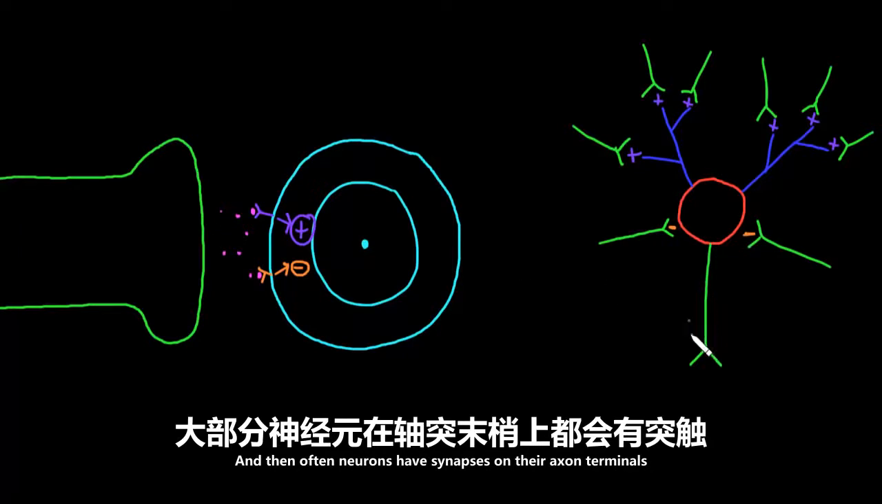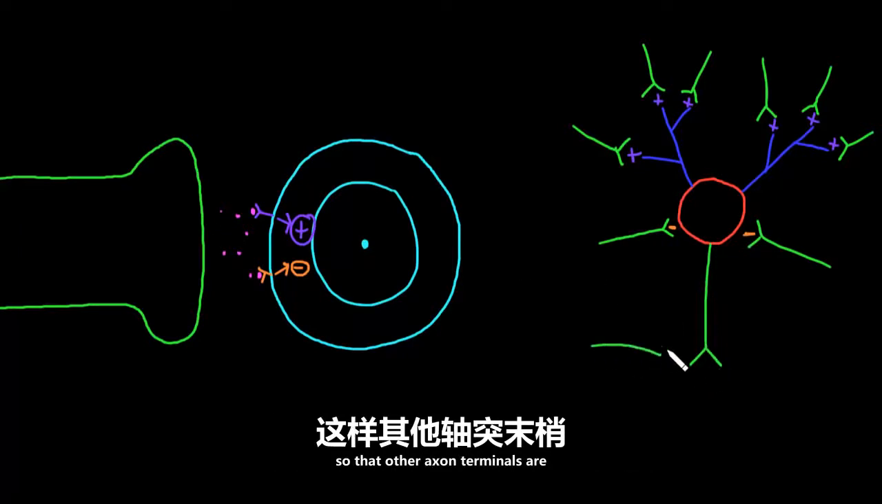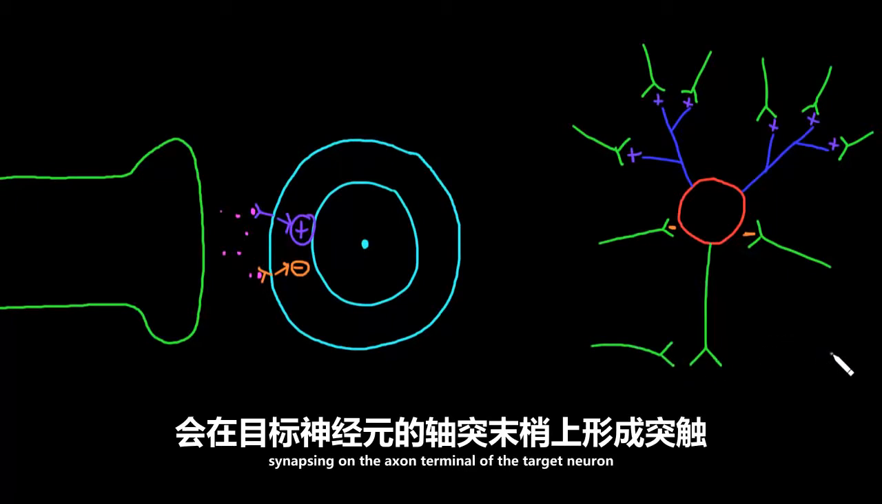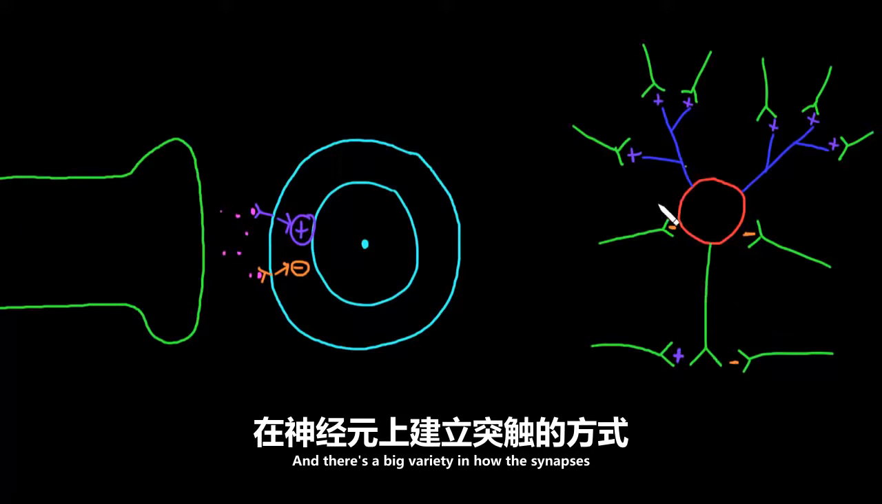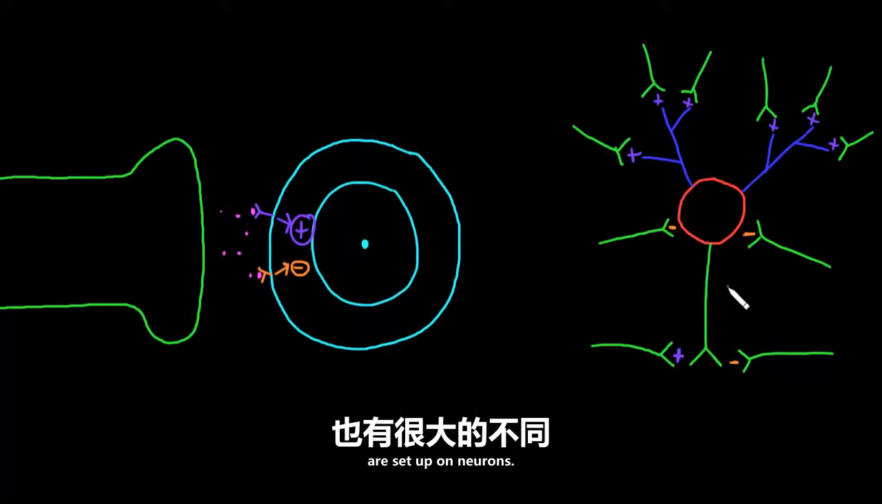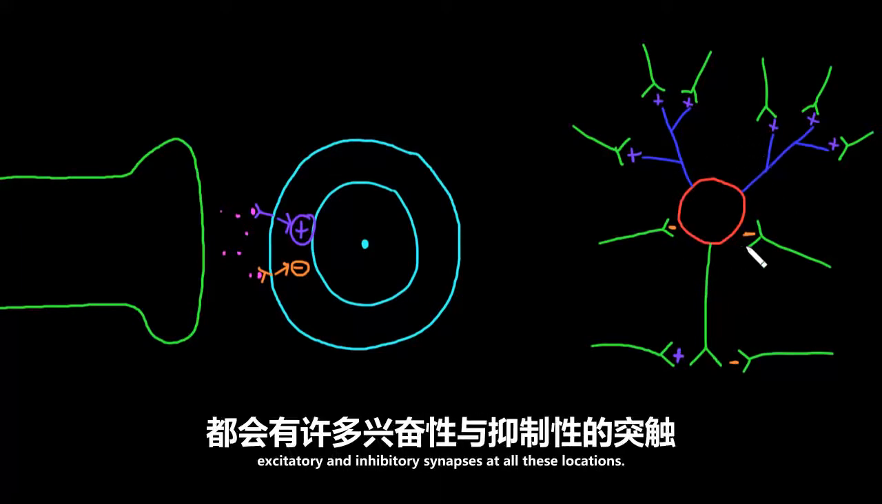soma. And then often neurons have synapses on their axon terminals, so that other axon terminals are synapsing on the axon terminal of the target neuron. And these will often be a mix of excitatory and inhibitory synapses. And there's a big variety in how the synapses are set up on neurons. And there would be a mix of some excitatory and inhibitory synapses at all these locations.